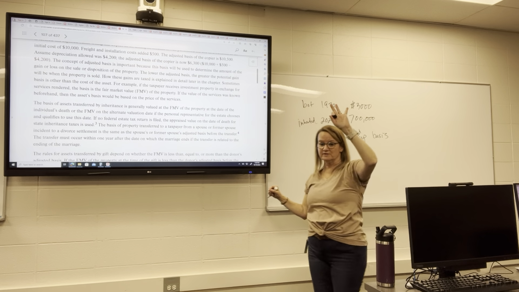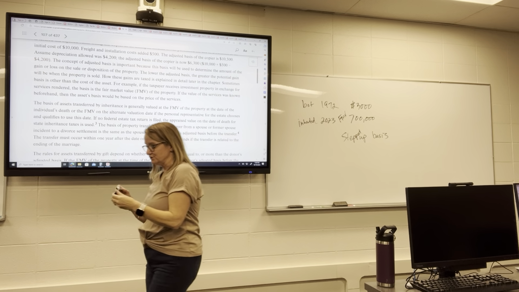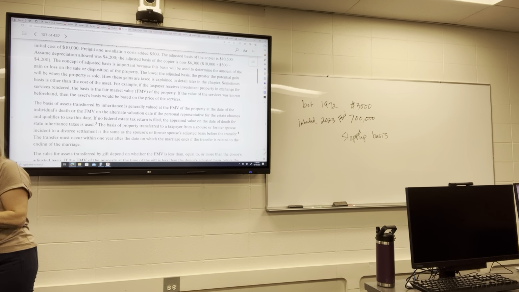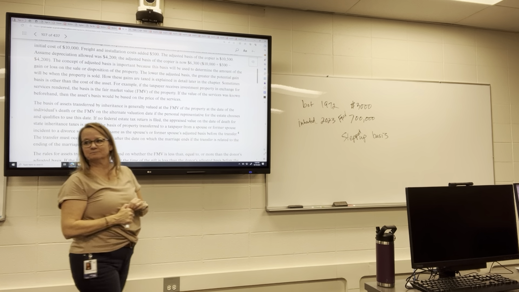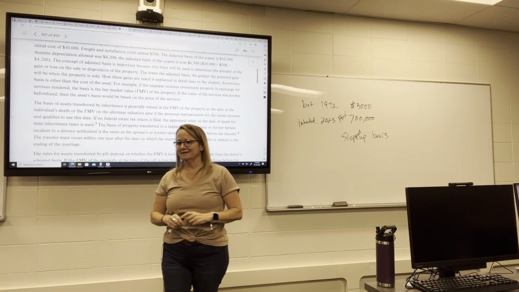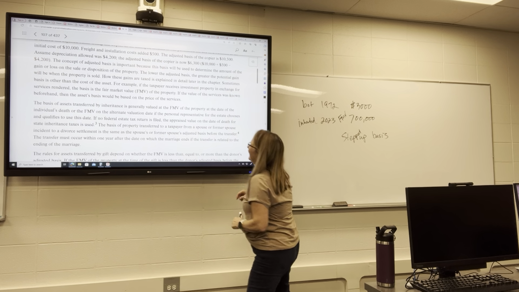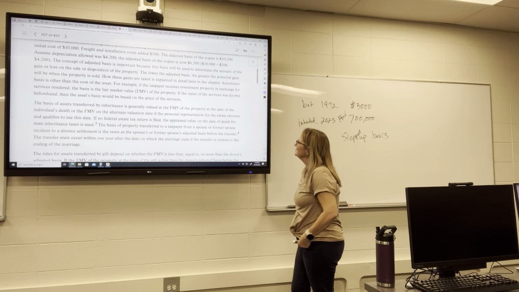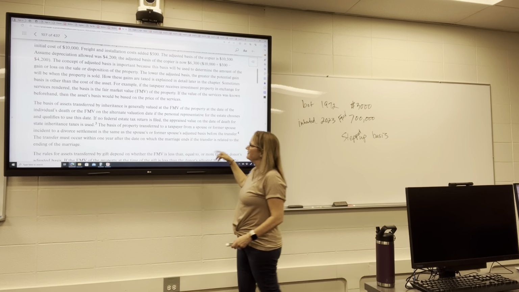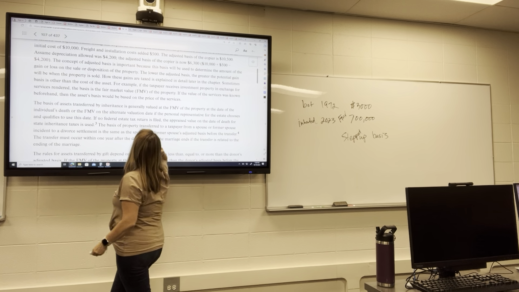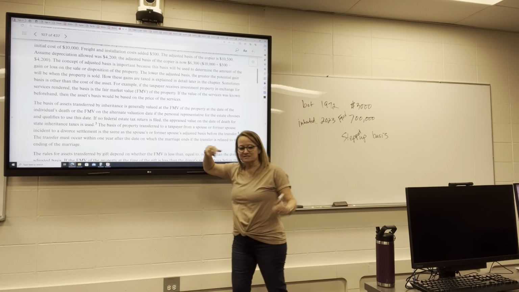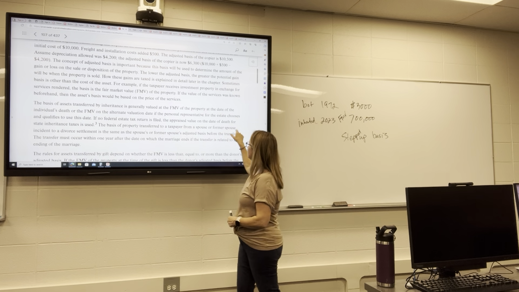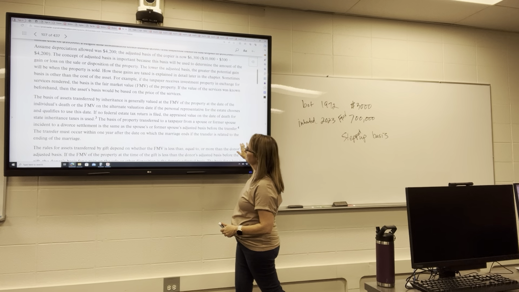If grandma wants to give you some property that's appreciated before she dies, you might tell her, let's just put that in your will for me. So that's for inheritance. It's the fair market value on the date of the individual's death. There is an alternative valuation date, but it has to be affirmatively chosen by the representative of the estate.